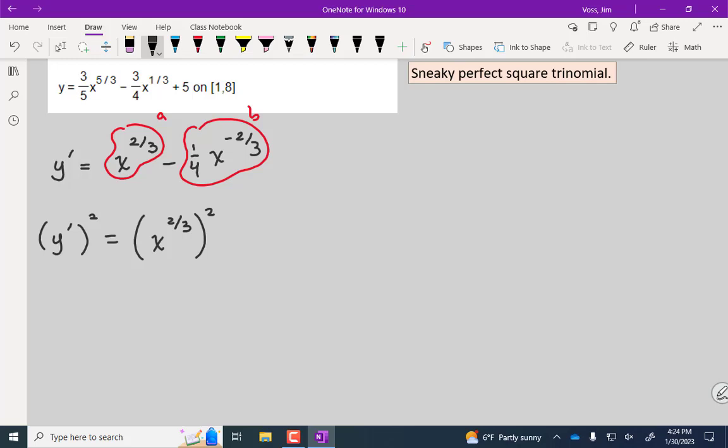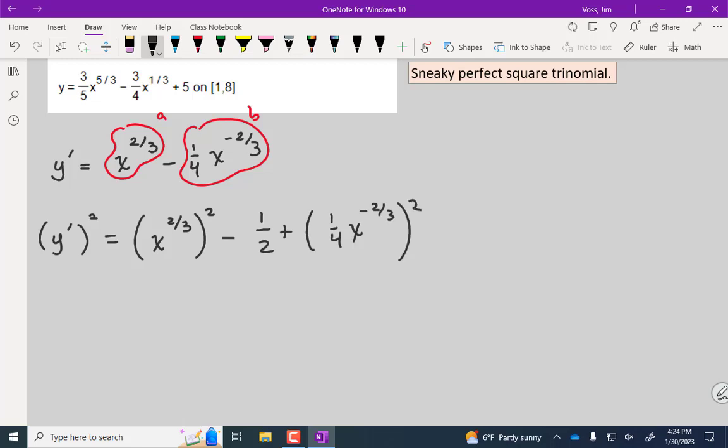So then a squared minus, does everybody agree that we get a half in the middle? X to the 2/3 times x to the minus 2/3 is x to the 0. X to the 0 is 1. And then we have 1/4, and you double to get the middle. So 1/4 doubled is 1/2. So then plus 1/4 x to the minus 2/3 squared.